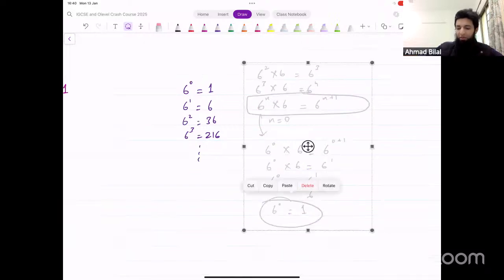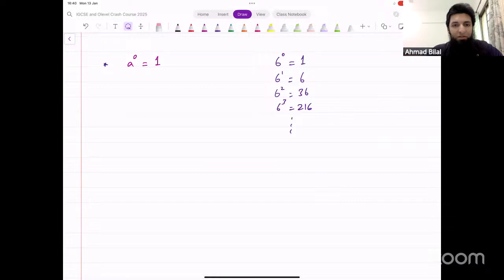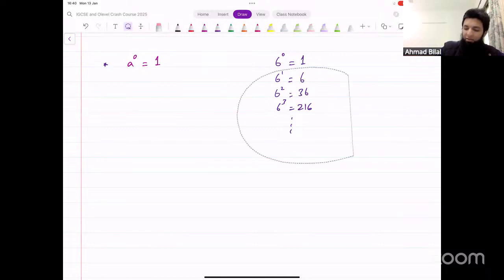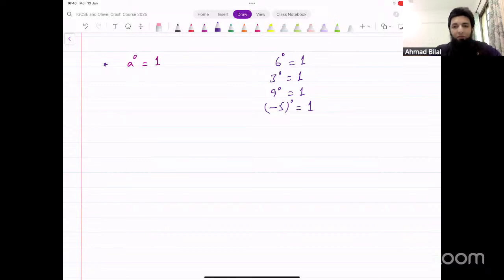But now you need to remember, whenever you've got anything raised to power 0, the result is equal to 1. For instance, if you've got 6 power 0, the result is 1. If you've got any other number raised to power 0, the result is 1. 3 raised to power 0 is 1. 9 raised to power 0 is 1. Minus 5 raised to power 0 is 1. So anything raised to power 0 is equal to 1.